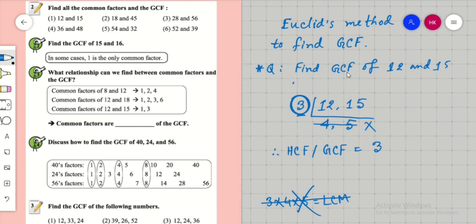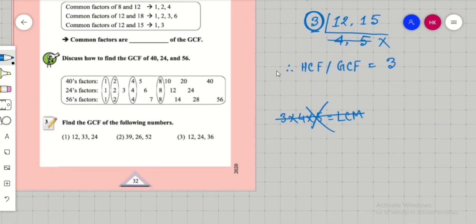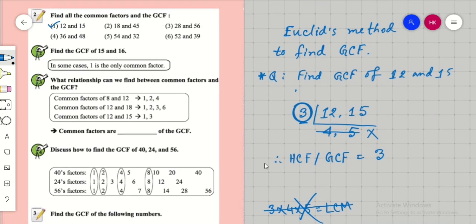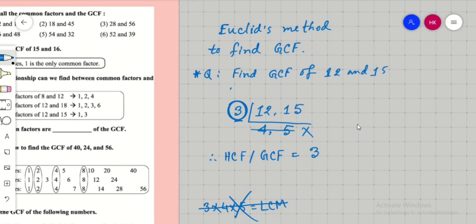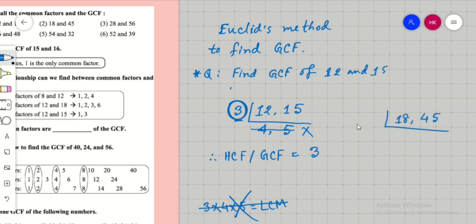Let's go for another example. We have already done this one, page number 32 and math number 2.1. Now we want to move on to another question. Let's say find the GCF of 18 and 45. How can we find this GCF?